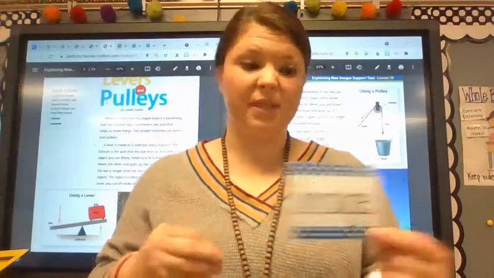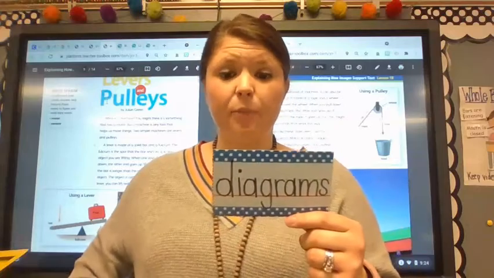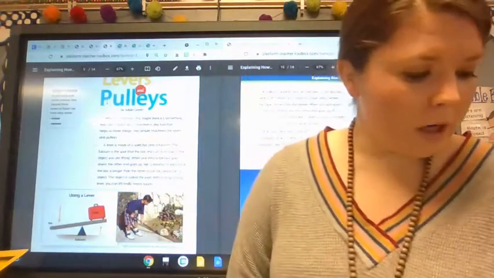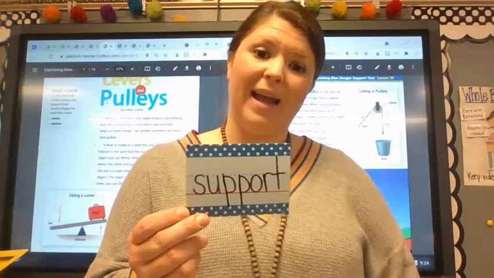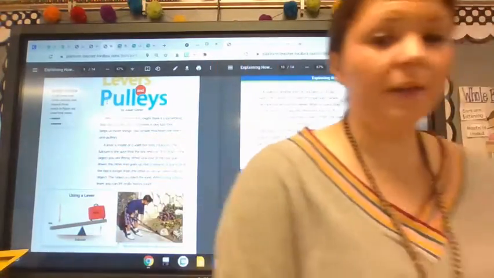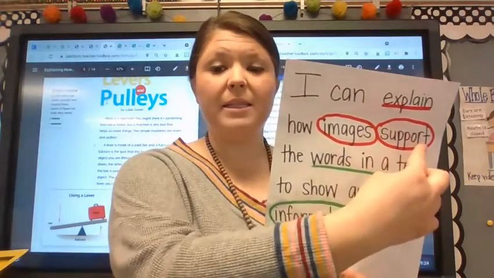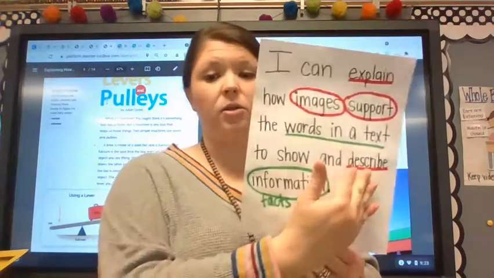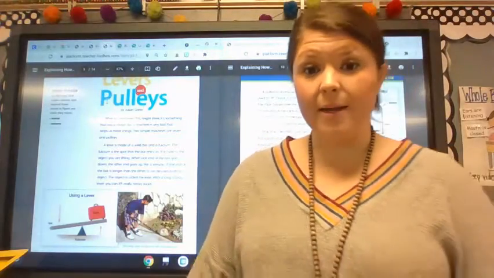We've been talking about a specific type of image, that diagram. A diagram is a simple drawing that is used to explain something, okay? We're going to talk about how the diagram supports the words or helps to explain and provide evidence that support the main idea in the text. So we're going to talk about how the diagram supports, explains, and gives details on the words in the text to help to show and describe information, real, true facts. This week we've been reading science articles.